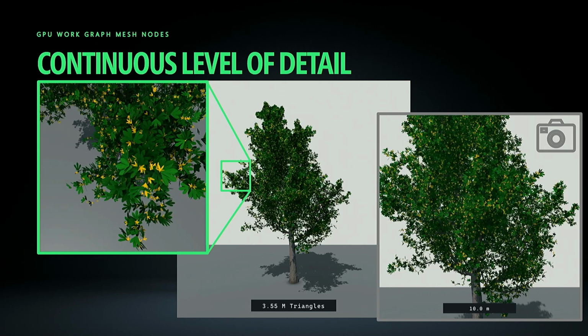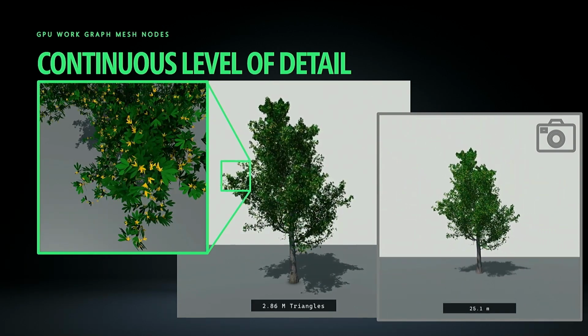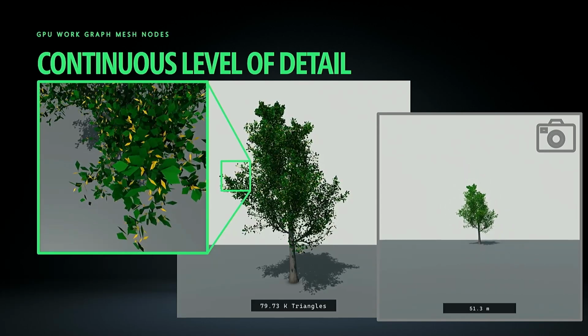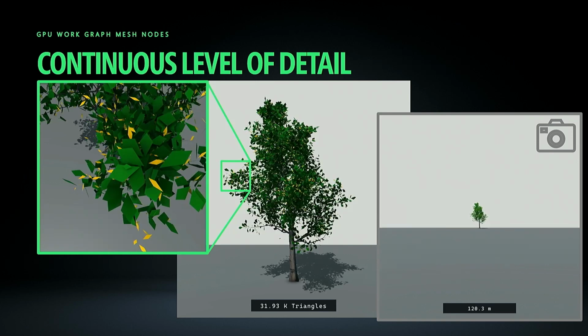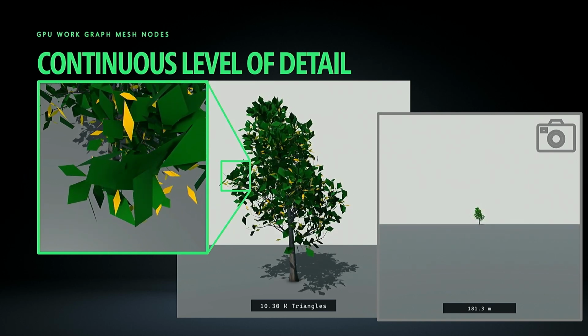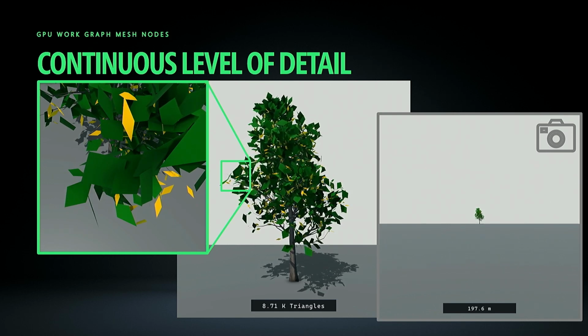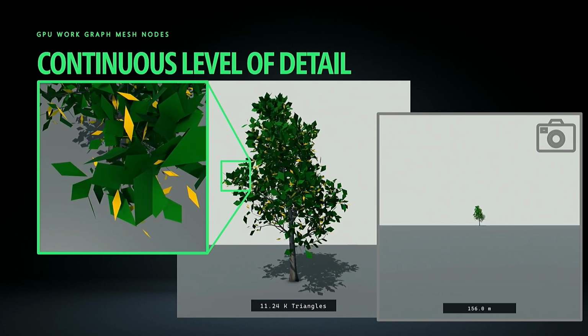But as we generate everything on the fly inside the work graph, we can have a seamless LOD fade and just scale back the triangle count however we see fit for the distance of the camera. So we have a tree scaling back from roughly 3.5 million triangles to just shy of 9,000 or 8,000 triangles, depending on the distance of the camera. And as the camera moves back in, we can see all of those triangles generating back in.